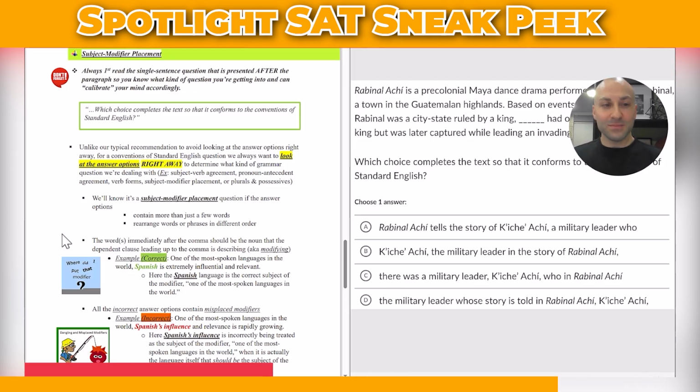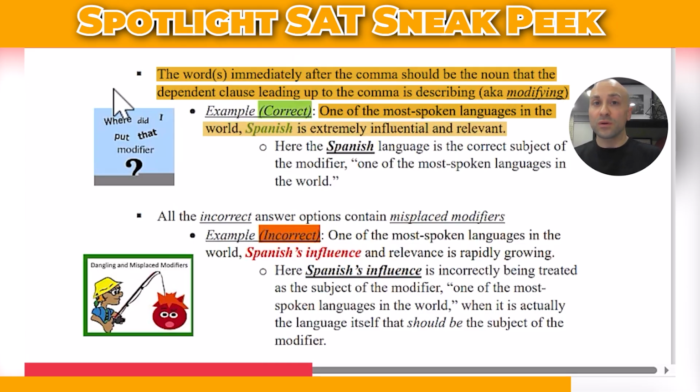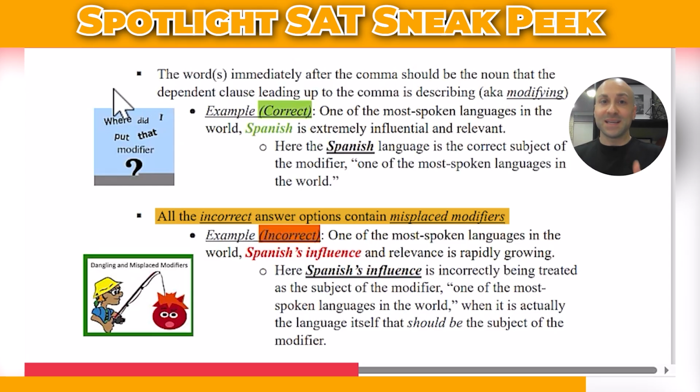Now, what's really important to keep in mind is the word or words immediately after the comma should be the noun that the dependent clause leading up to the comma is describing, in other words, is modifying. So let's look at this example. One of the most spoken languages in the world, Spanish, is extremely influential and relevant. So notice the Spanish language is the correct subject of the modifier, one of the most spoken languages in the world. Anything else coming after the comma would be what we call a misplaced modifier. And all the incorrect answer options are going to contain misplaced modifiers for a subject modifier placement question.